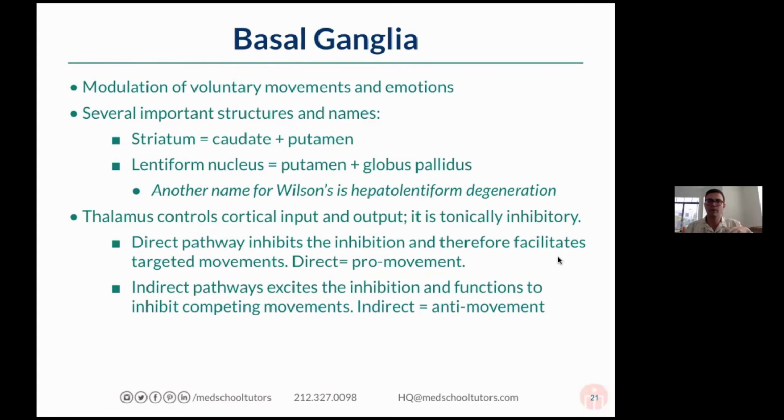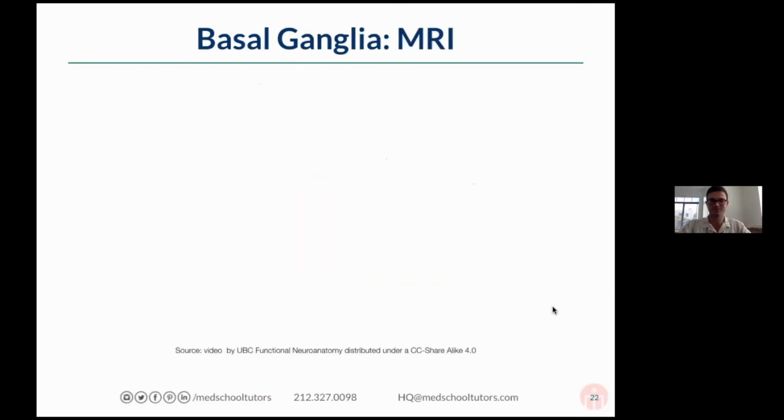And so the direct pathway turns that off, right? So things tend to go more. It's pro-movement. And the indirect pathway tells the thalamus it's doing a great job telling people no, and it turns movement down. All right? It's the 500-foot view of this.